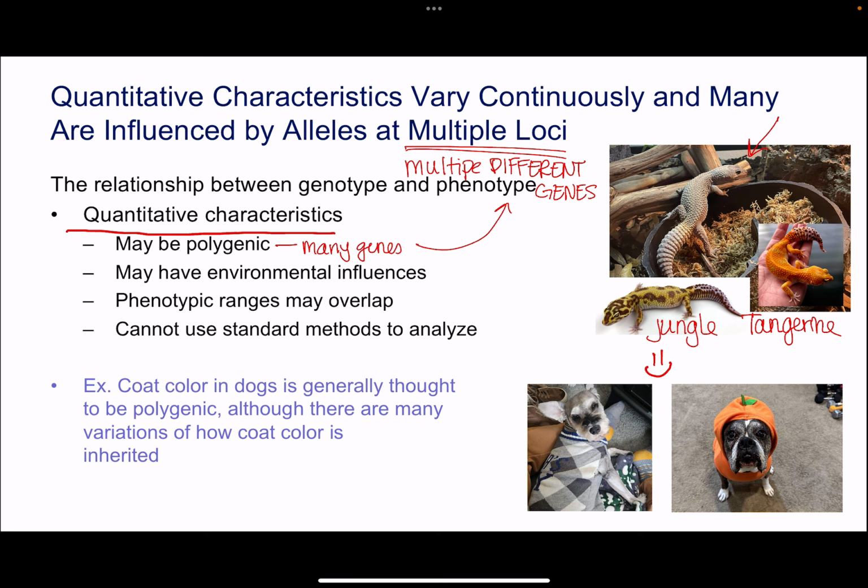So there are lots of different traits, particularly in humans, that are quantitative traits that vary continuously. If you think about any of the differences that you can look at and see in the human population, it's probably going to be polygenic. So height is polygenic, skin color, weight, blood pressure. These are all examples of traits that are considered to be polygenic traits.